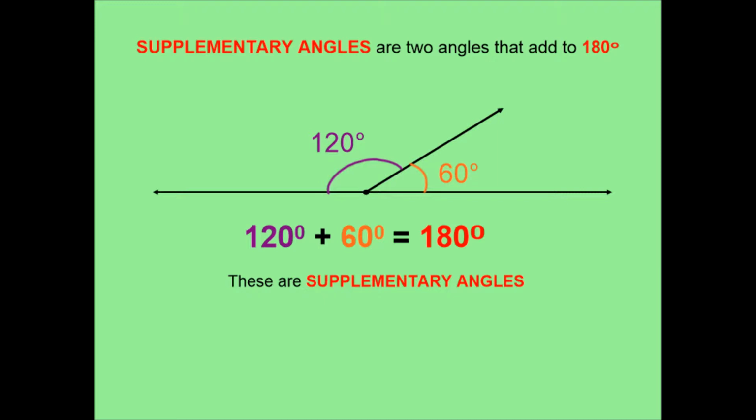Here we have a 120-degree angle and a 60-degree angle. When you add them together, they total 180 degrees. That makes these two angles supplementary angles.